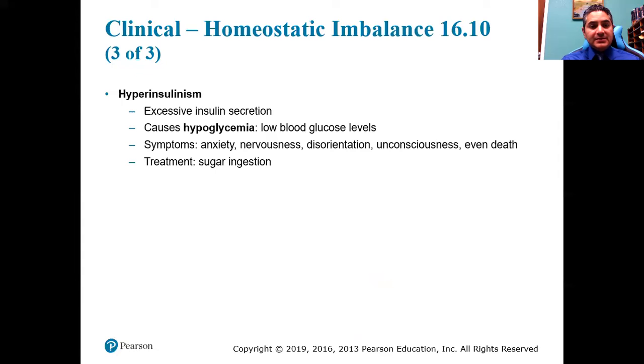Hyperinsulinism, excess insulin, excessive insulin secretion. Oh boy, what a tongue twister. Sorry, long day. It causes hypoglycemia. So you're getting these low blood glucose levels, nervousness, anxiety, disorientation, even death. Since insulin, remember, is responsible for moving blood glucose into cells and so forth, you're lacking that sugar.